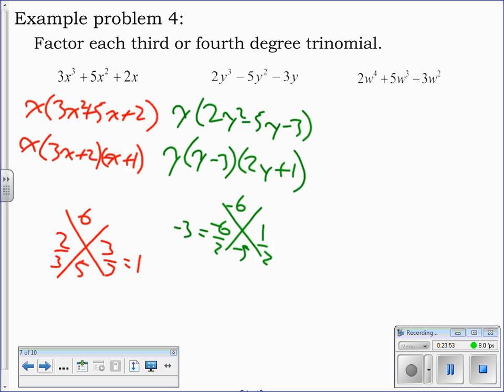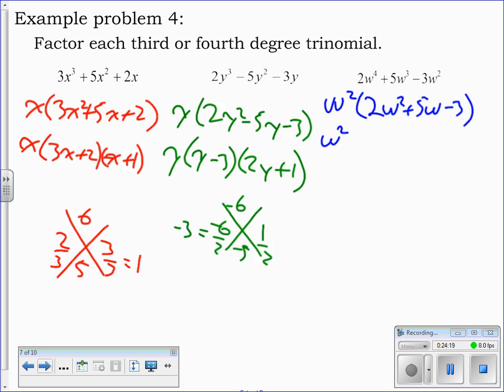And the last one, what am I going to pull out? w squared, because I have squared. Pull out the smallest. I pull out the smallest power that's there because that's the largest thing I can pull out. Pull out w squared, and I'm left with 2w to what power? To the second power. 2w squared plus 5w to the first minus 3.